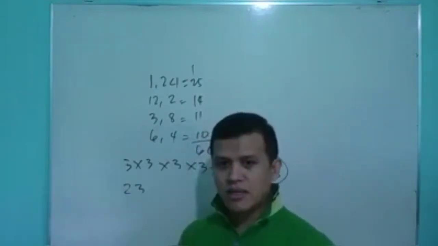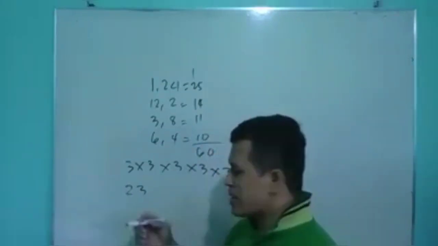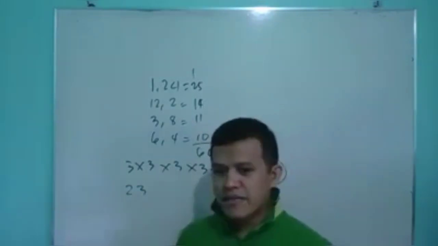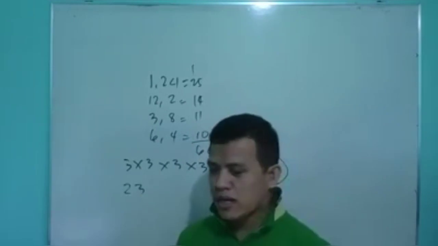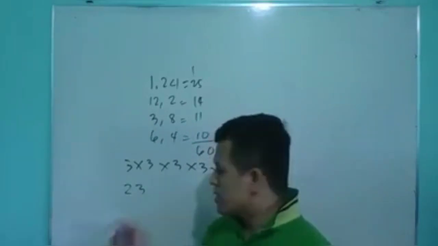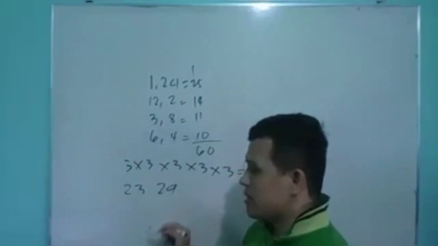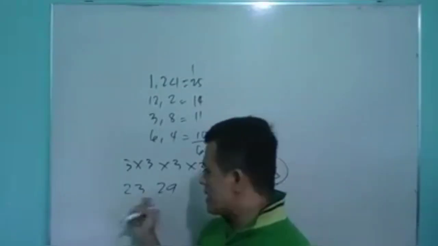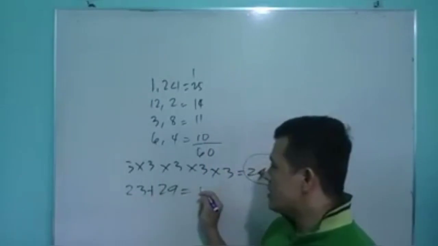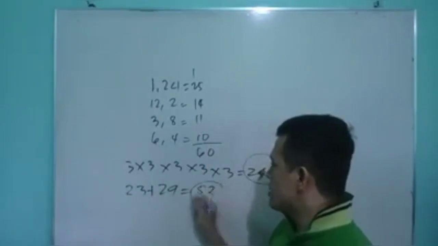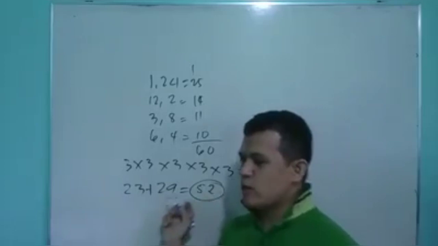24 is a composite number. 25 is also composite. 26 is also composite. 27 is also composite, 9 times 3, right? And 28 is also composite, 7 times 4, 14 times 2. 29 is prime. It's just between 20 and 29, so we only have 2 numbers. The sum of this is 52. So what is true about 52?